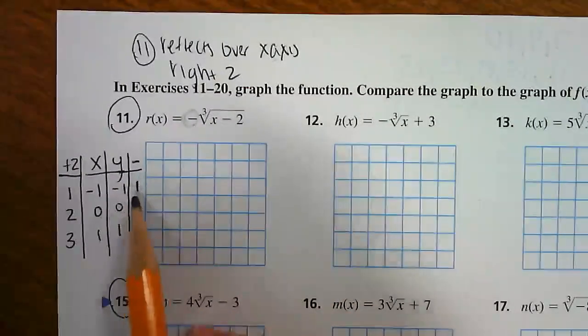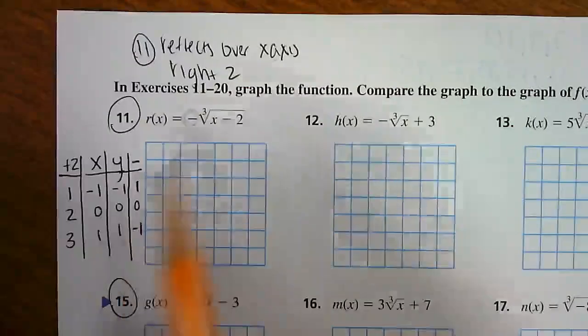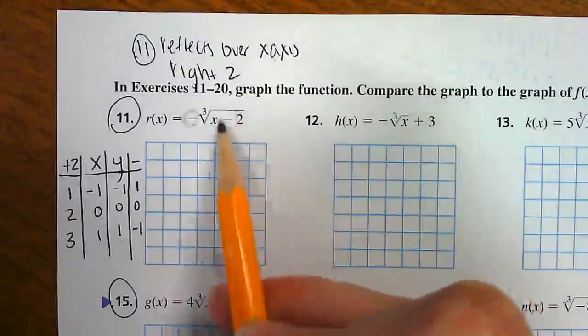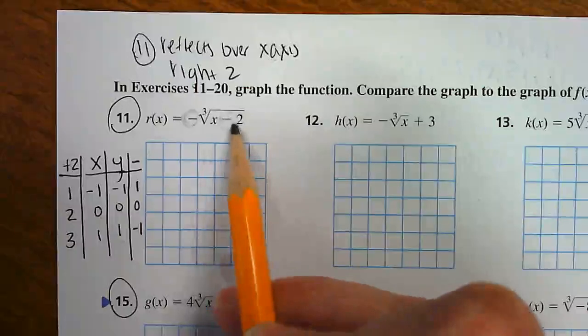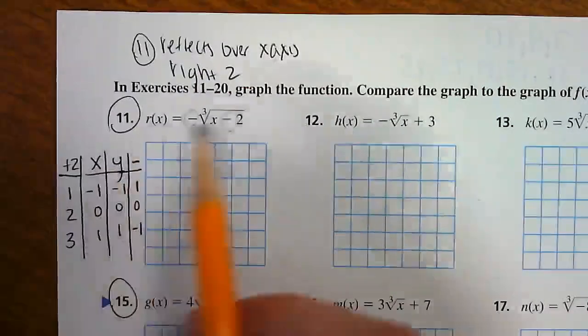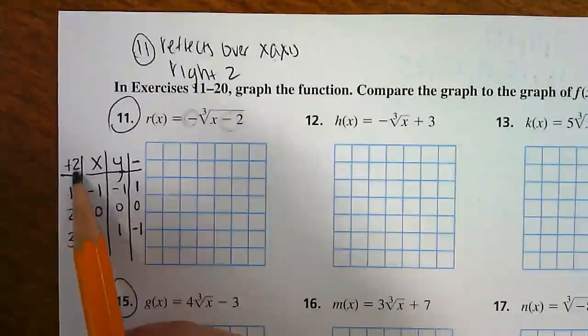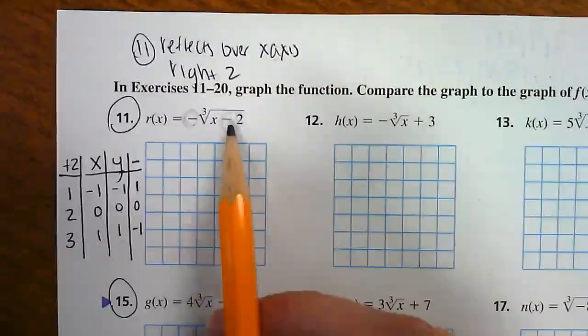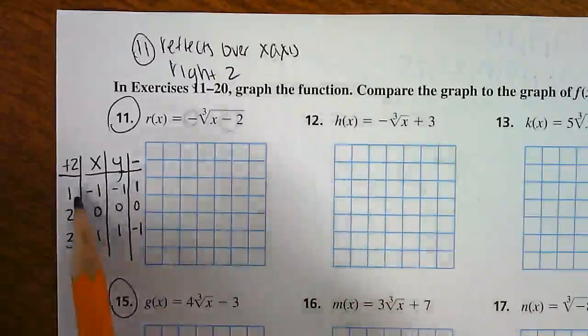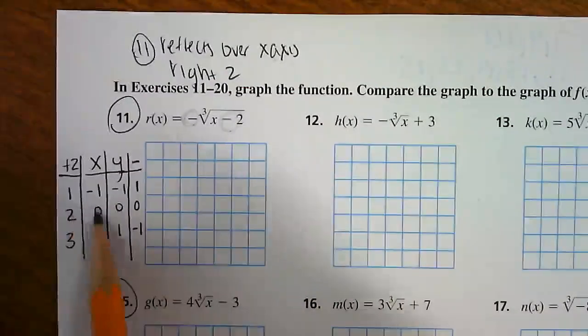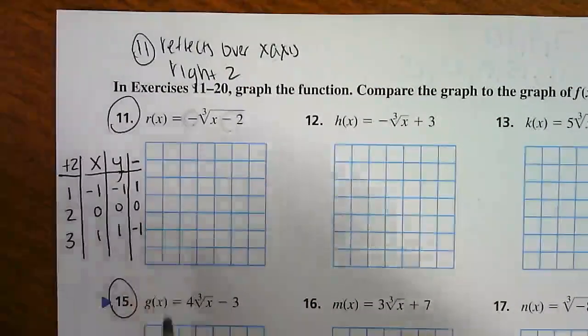So 1, 0, -1. This is on the inside. Inside means it affects the x. This means move right 2. So I need to add 2 to the x's. Remember, inside you do the opposite. So add 2, you get 1, add 2, you get 2, add 2, you get 3.